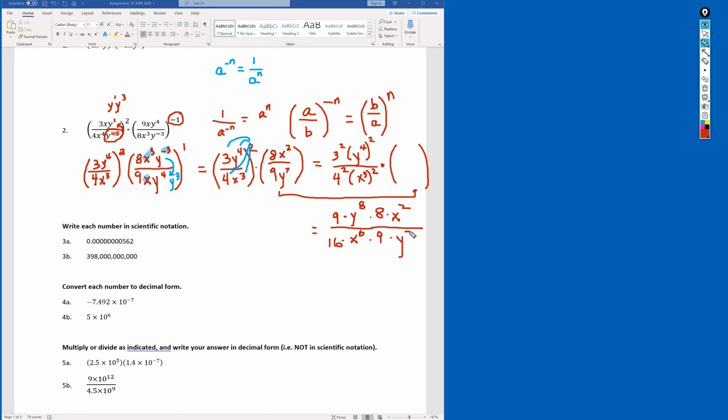I think what some people were forgetting at this point is that we can just move stuff around up here. So let's just do that to make it more clear. I'm going to move my 8 up to the front here. So I'm going to have 8 times 9 times, and then let me just put the x's, the x squared times the y to the 8.